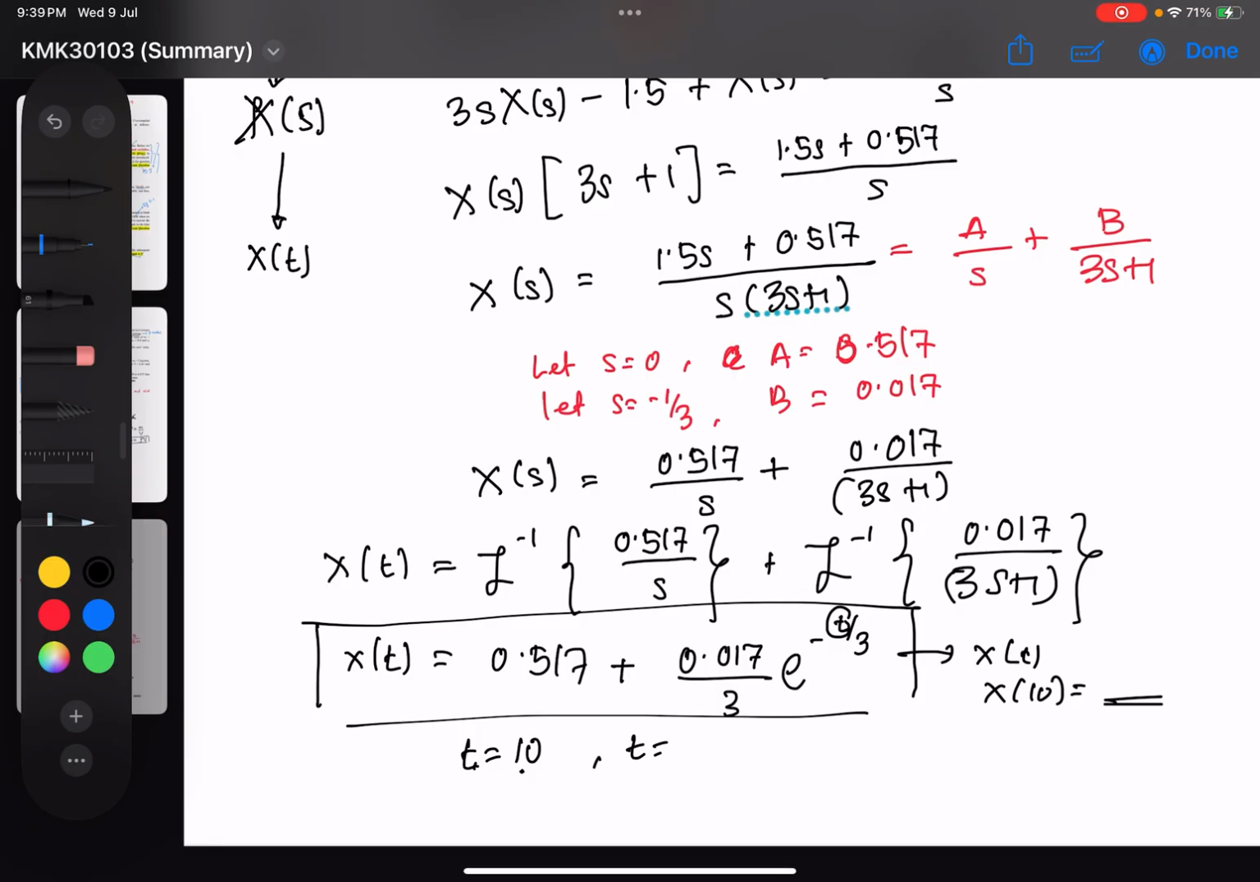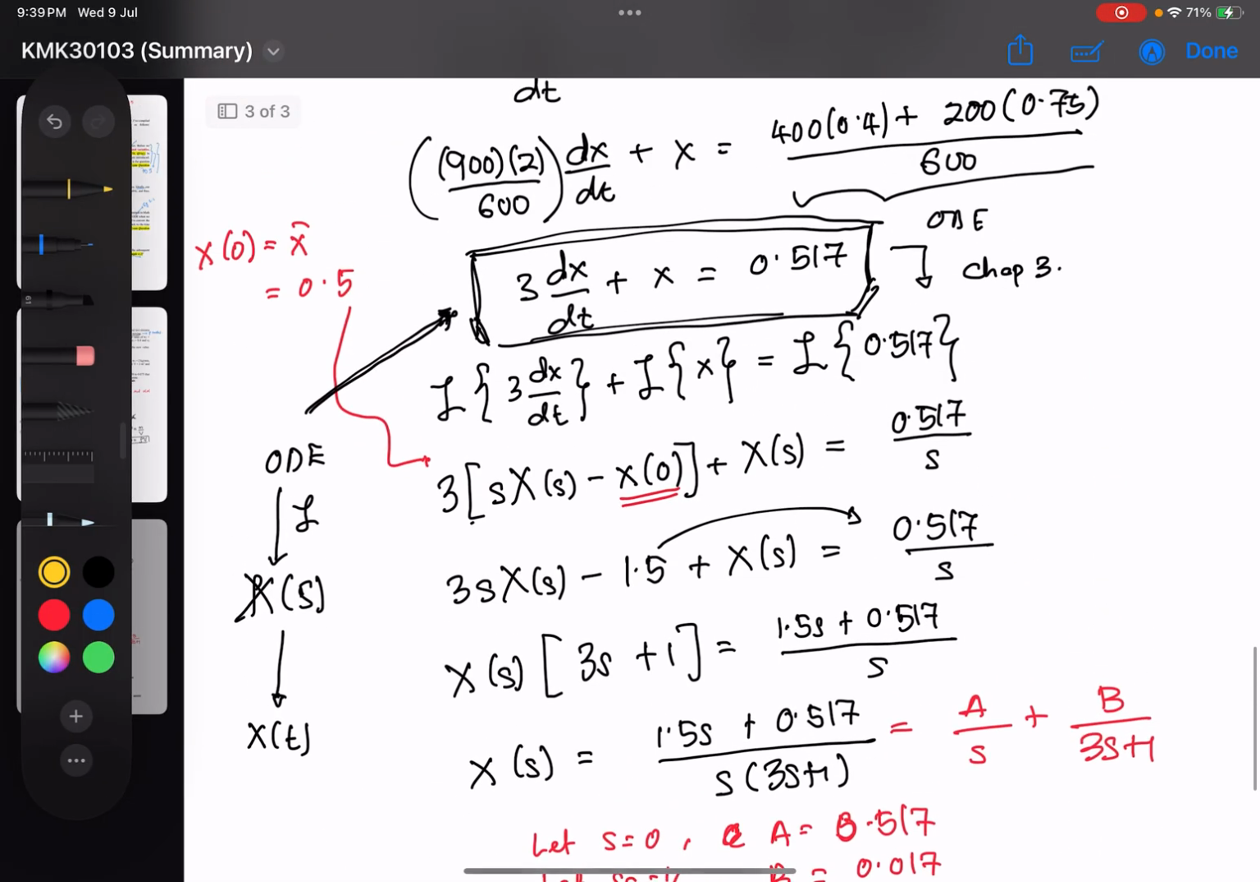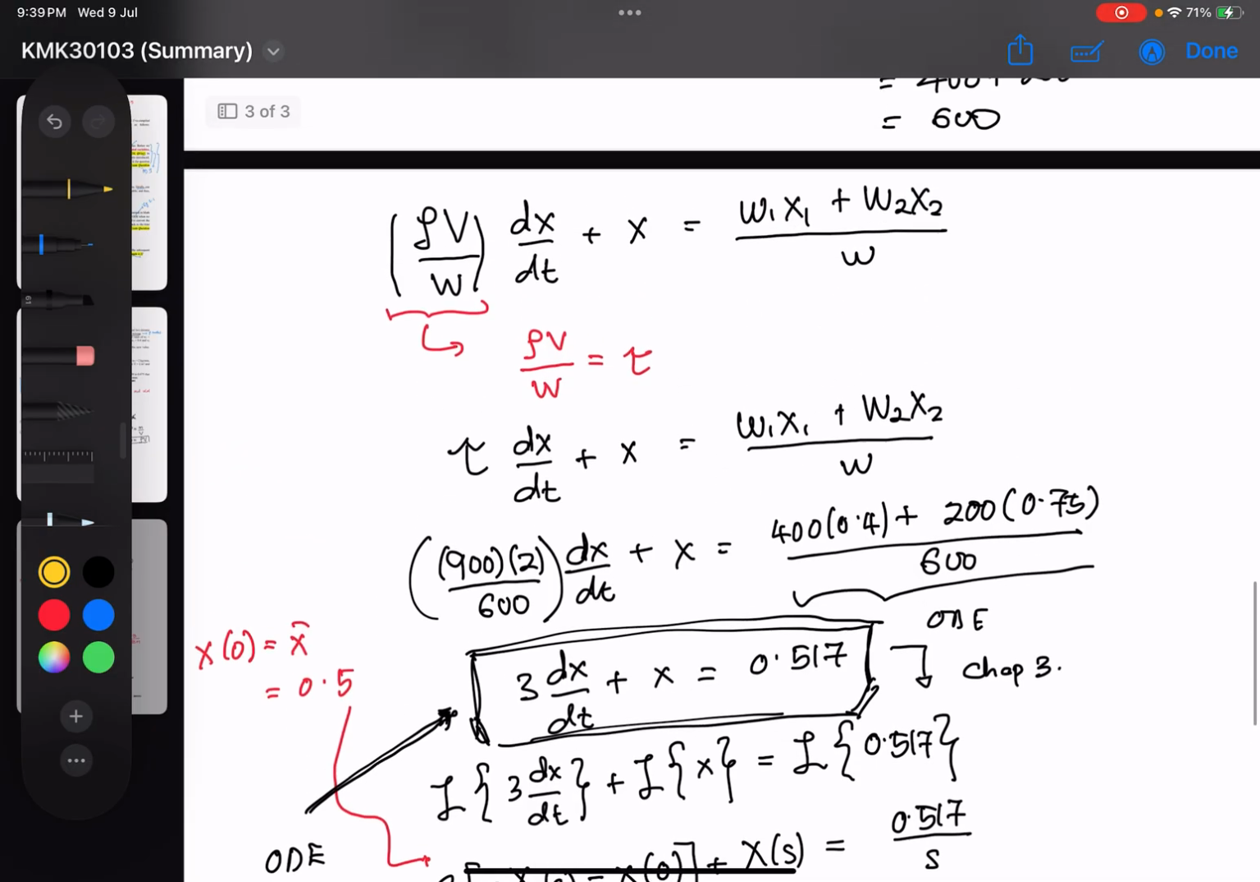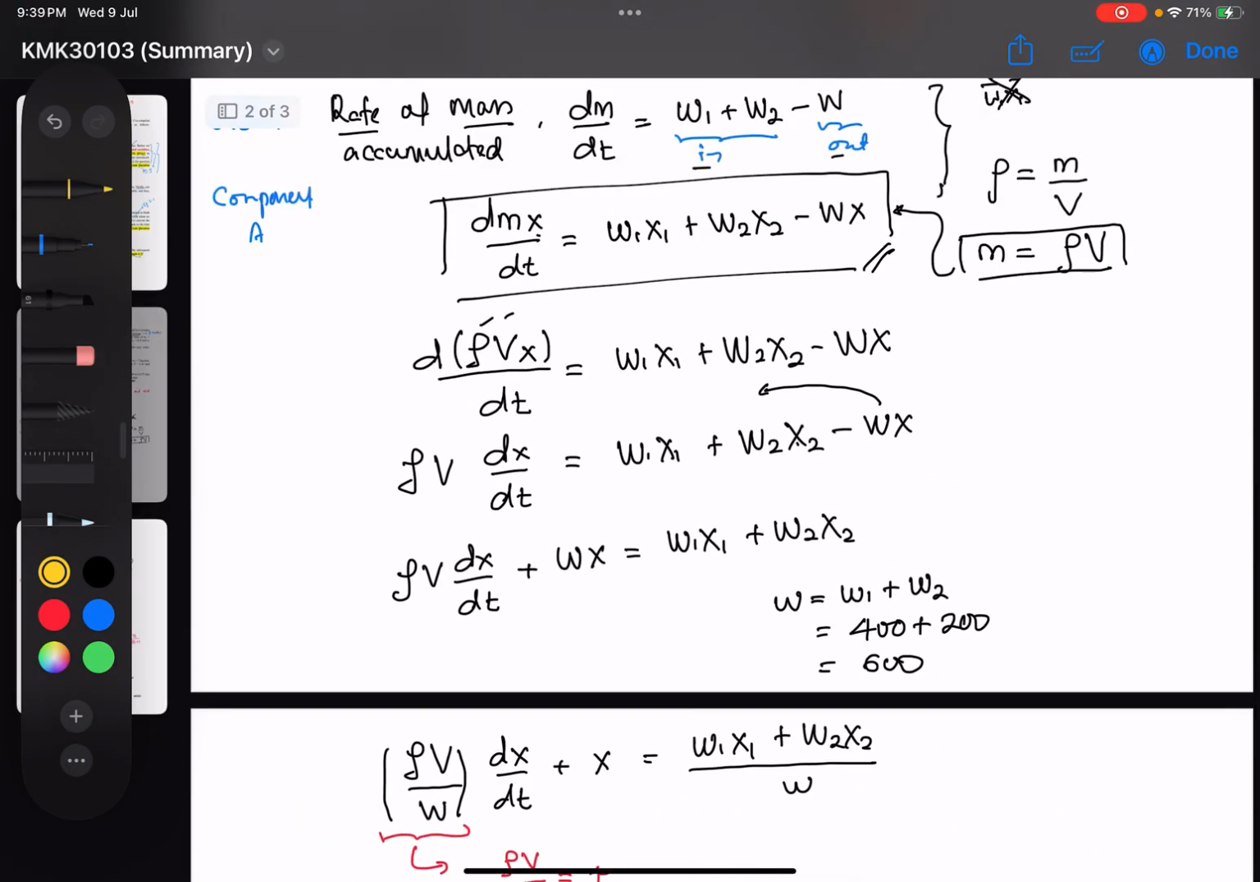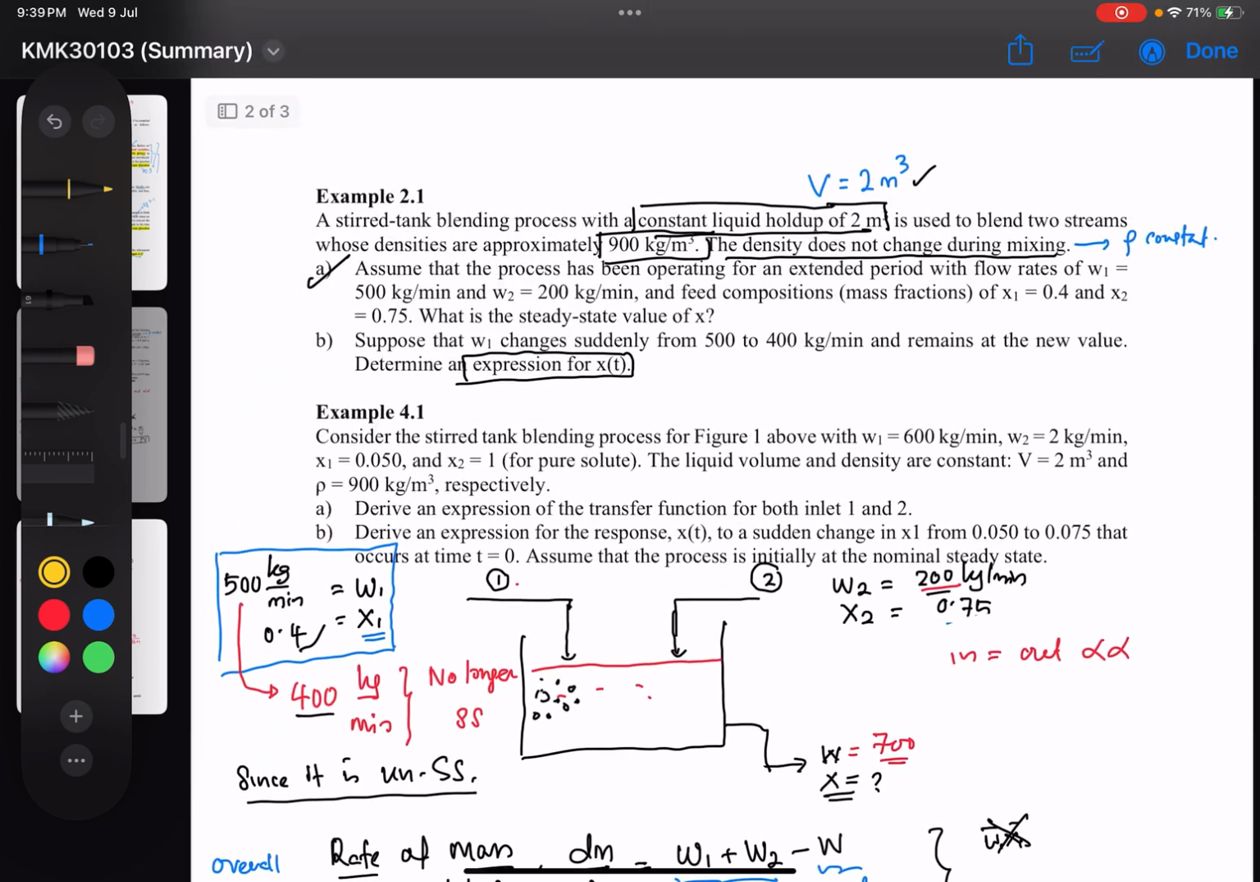Let's say time t equals 5. We just simply substitute t equals 5 into this equation, so it is e to the power of negative 5 divided by 3, multiplied by this one, plus this one. Then I am able to calculate the mass fraction of component A for t equals 5, t equals 10, and so on, as compared to the ordinary differential equation.